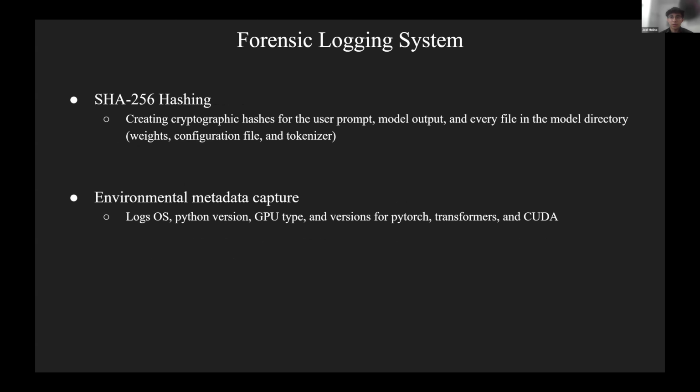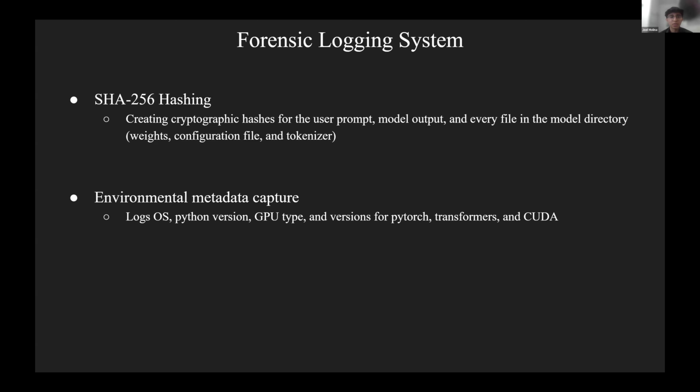After that, there's the forensic logging system that occurs after the inference event. So you have SHA-256 hashing. This will hash the prompt, the model output, and most importantly, every single file in the local model weights. So that includes the configuration file, and it also includes the tokenizer. Because if anything ever changes on the server side or when you're pulling the model, this could be a factor for non-determinism. And everything up to this point shows that there are a multitude of non-deterministic things that can occur. So it's very important to capture all of this information, not just some of it.